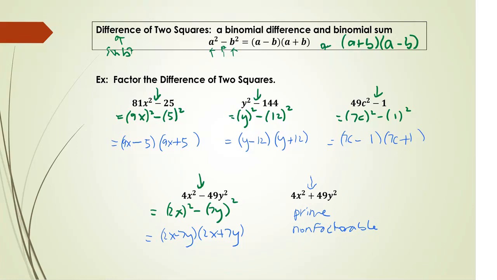And then finally, the difference of two squares is really quick to identify. It has to be subtraction of two squares, then it factors into a difference and a sum binomial. If you have an addition, it's non-factorable. It just means if you try to break it apart, you wouldn't be able to find factors that work.